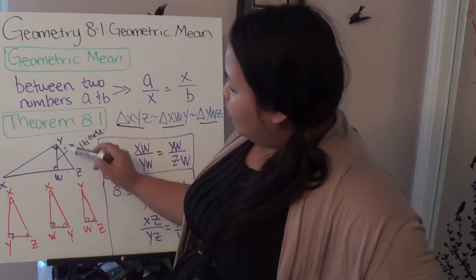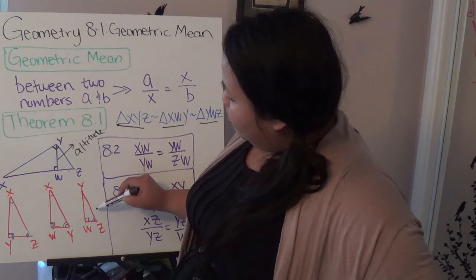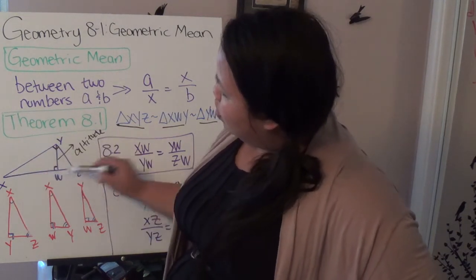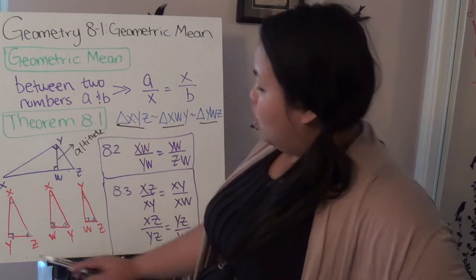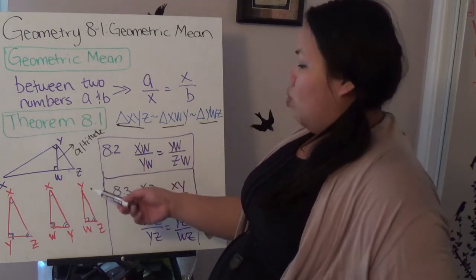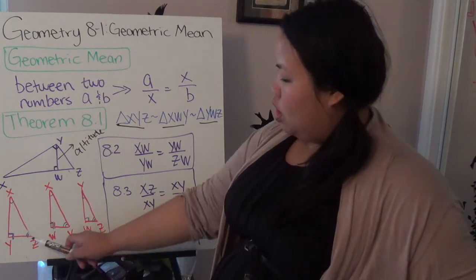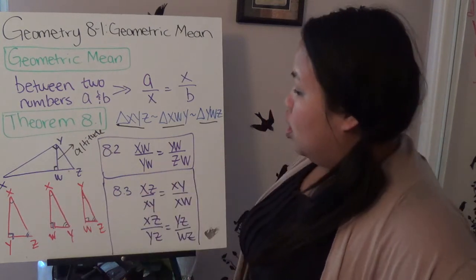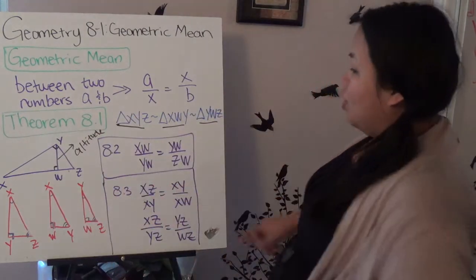And then you have this small one right here, YWZ, and then you have this one also. So it goes from the bigger one, to the middle one, to the smallest one, and they're all similar to each other. These angles are all equal to each other. All the right angles are equal to each other, and the third angle is equal to each other, so it makes all the sides proportionate. So when we have similar triangles, we have a whole bunch of proportions that we're dealing with.